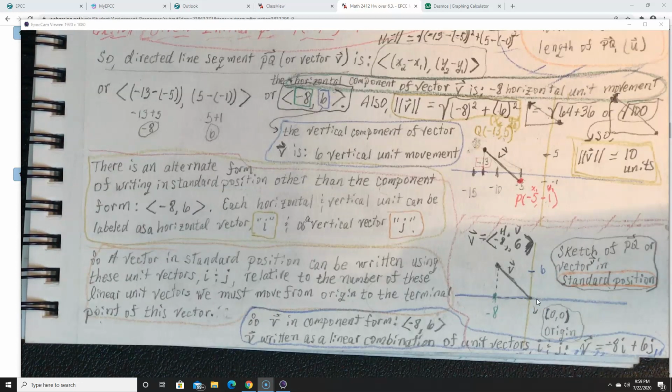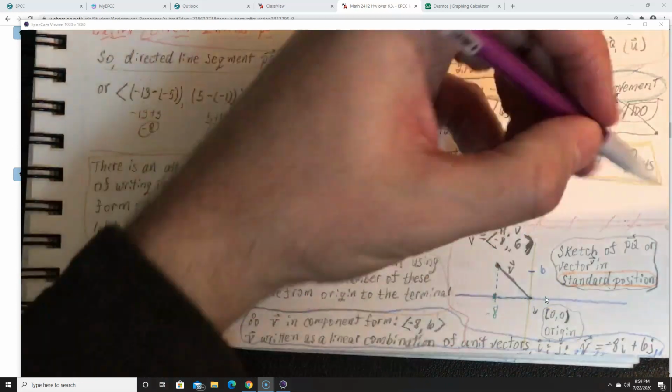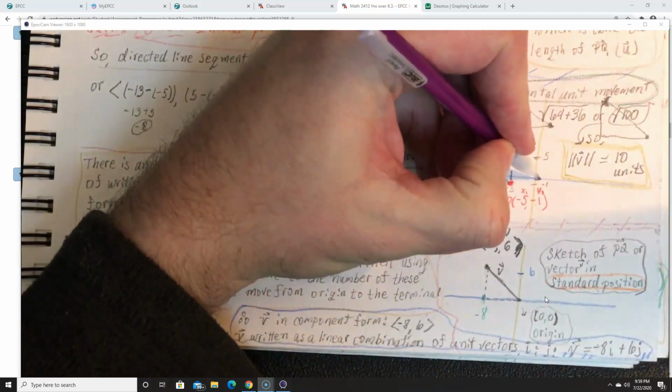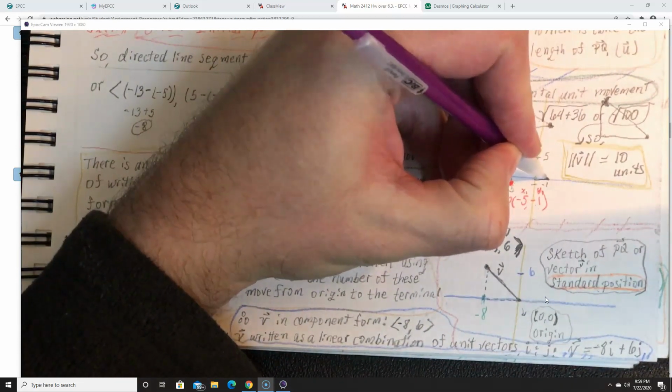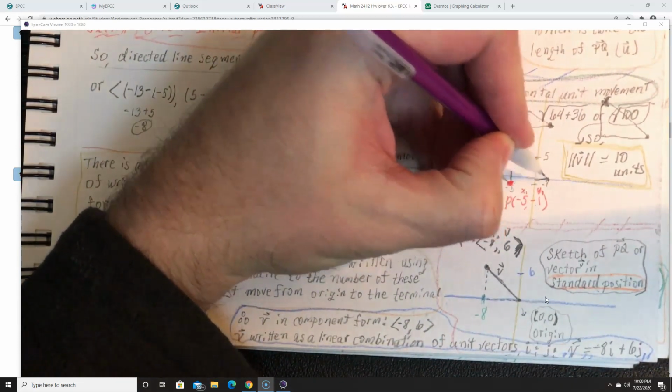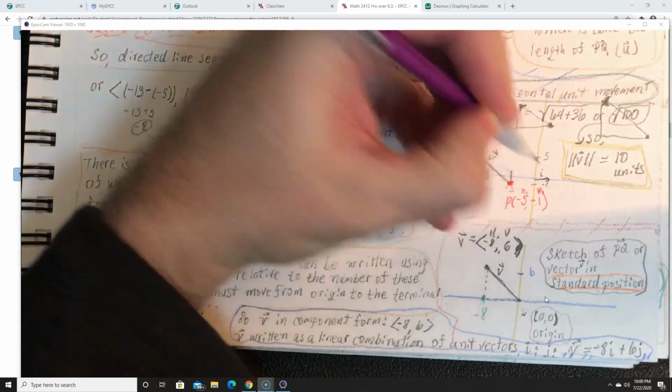And vector i is the letter they used. Who knows what reason? They just select letters. Vector i is the amount equivalent to 1 unit. If it's 1i, that would be positive, that would be 1 unit rightward. So the vector i would be like that, if that's 1 unit, pretend. And that would be vector i.